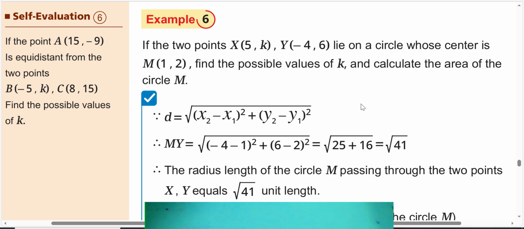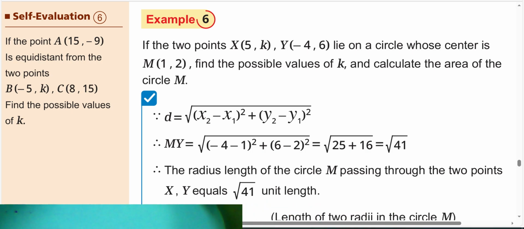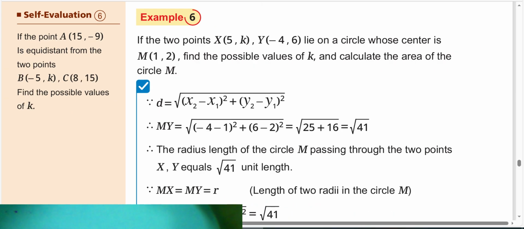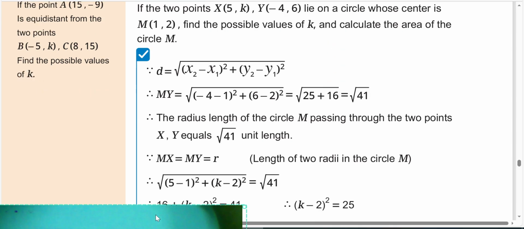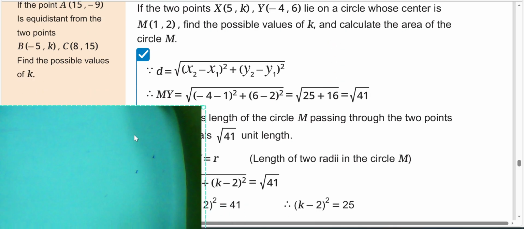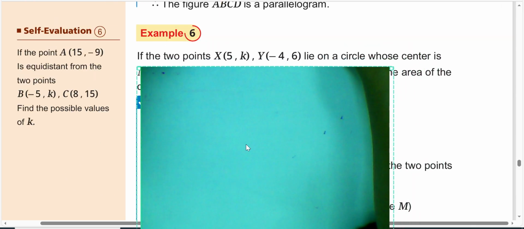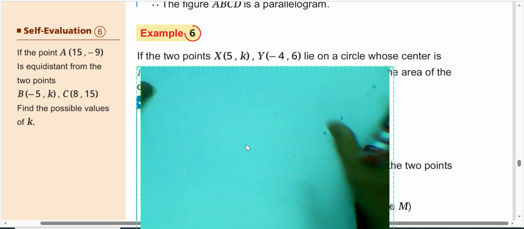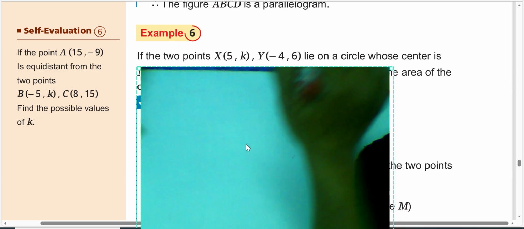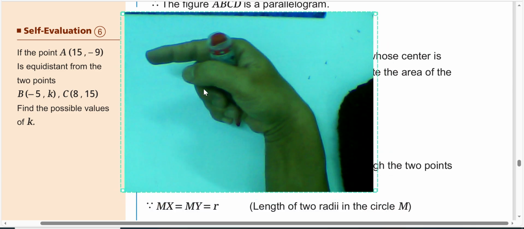Number 6. You can read this question. Any point on the circle has the same distance to the center. Listen to this question. Self evaluation number 6. I will solve this question number 6 here.